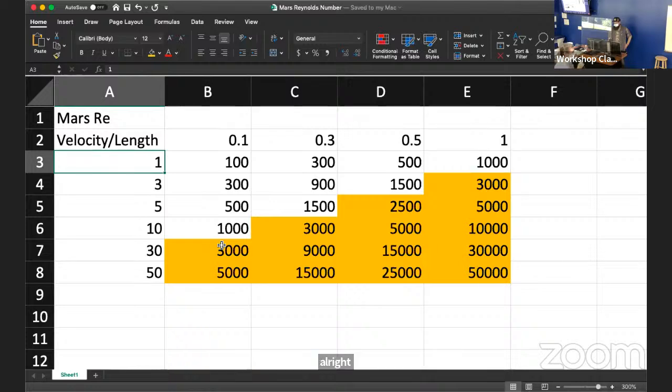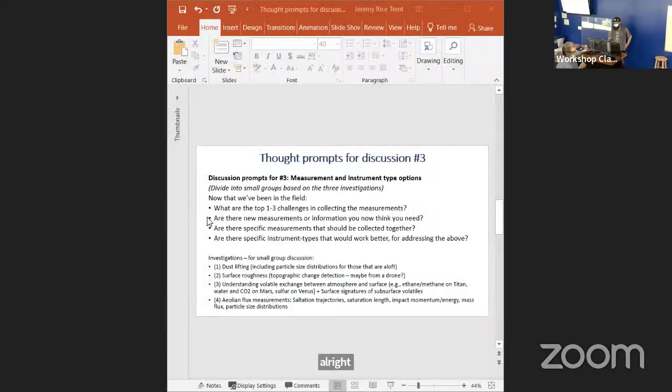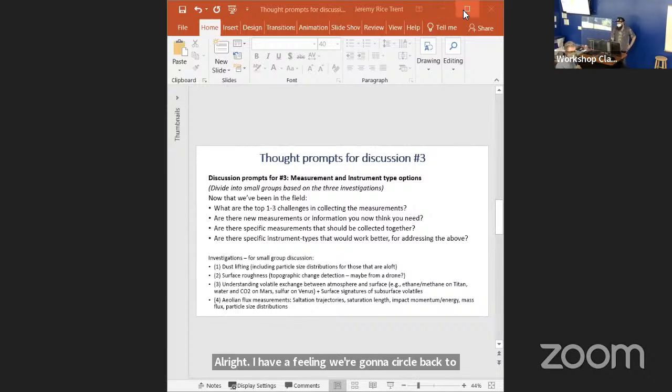All right. I have a feeling we're going to circle back to surface roughness and neutral atmospheres again. But so we'll move on to group 3, understanding volatile exchange. Thank you, Tim.